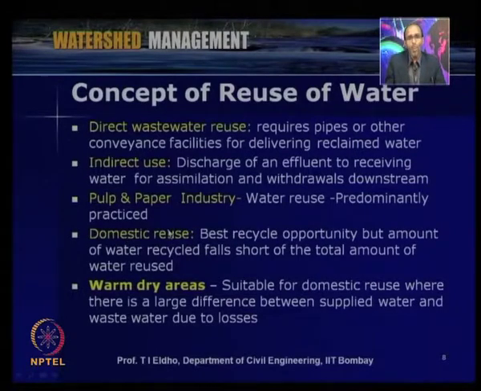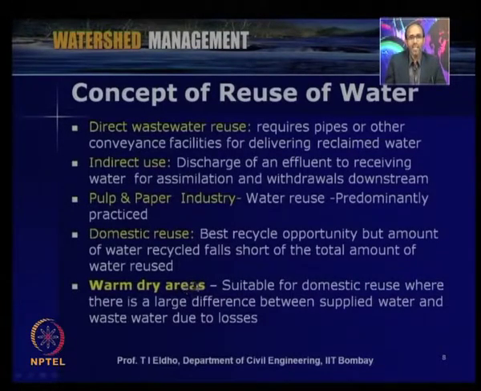As far as domestic reuse is concerned, it is the best recycle opportunity, but the amount of water recycled falls short of the total amount of water used. Wherever there is water stress or water scarcity, we can keep on reusing, but of course there will be some shortage, since some water will be lost in between through consumption or other purposes. So, we have to see the best recycle opportunity as far as domestic reuse is concerned.